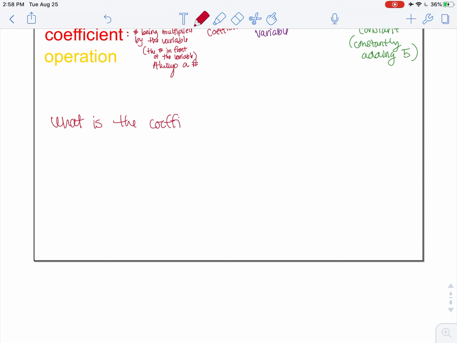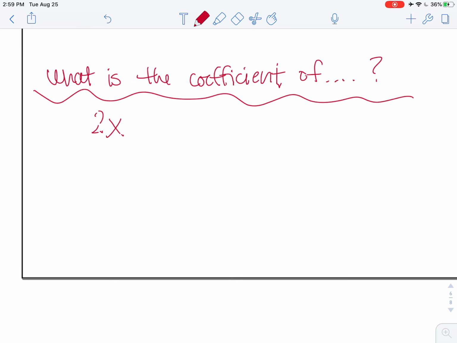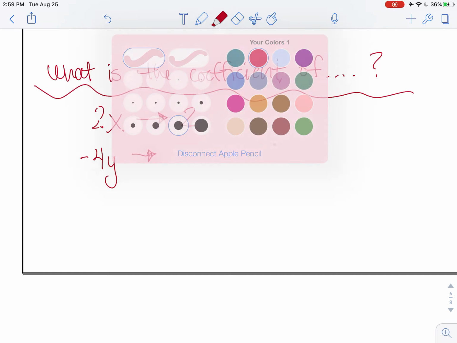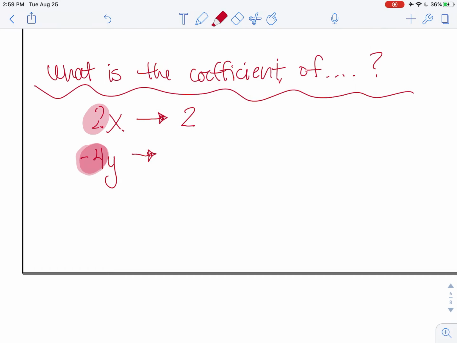What is the coefficient of, let's do a couple examples. If I say 2x, what is the coefficient of 2x? It's the number before the variable, only the number. So it's 2. That's an easy one. What if I say negative 4y? What is the coefficient? It's only the number. That's an easy one. So here we had 2, negative 4.